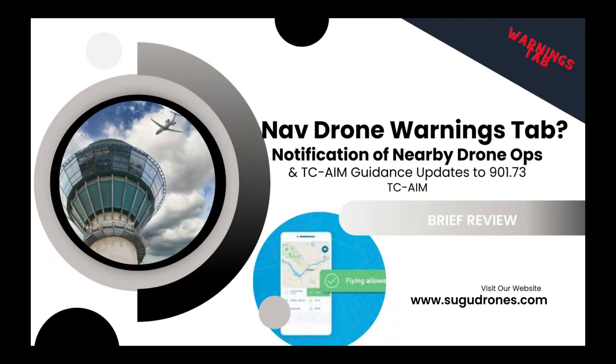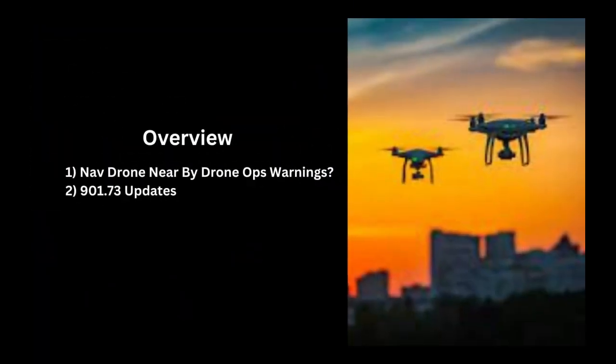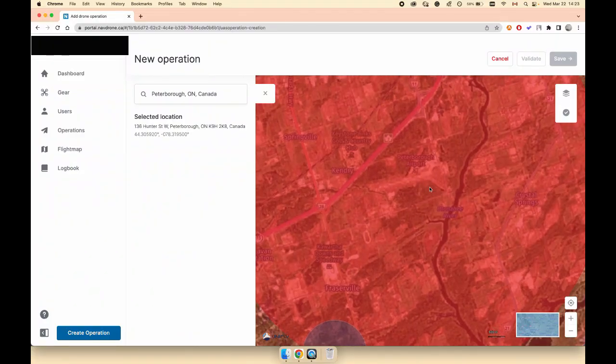Welcome back. Today we're going to be discussing the Warnings tab, or somewhat of a manner of deconfliction in NavDrone between other drone operators, as well as the TCAM guidance updates to 901.73. So again, we'll be discussing NavDrone warnings of other drone operations, or a manner of minor deconfliction, as well as 901.73 as per the latest TCAM updates on page 456.